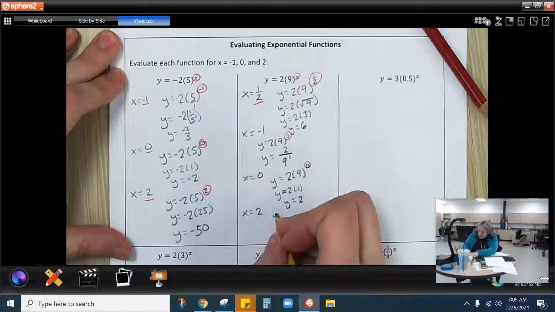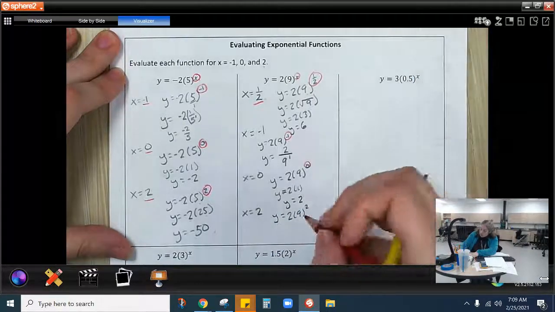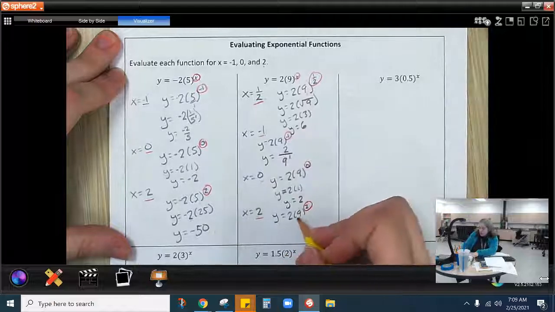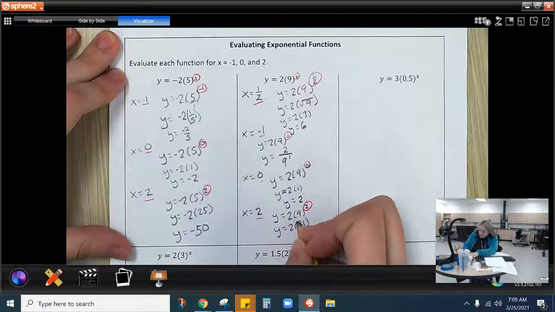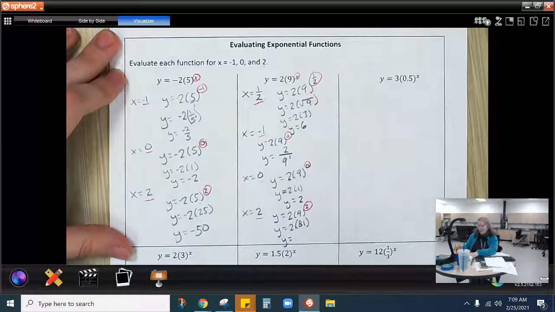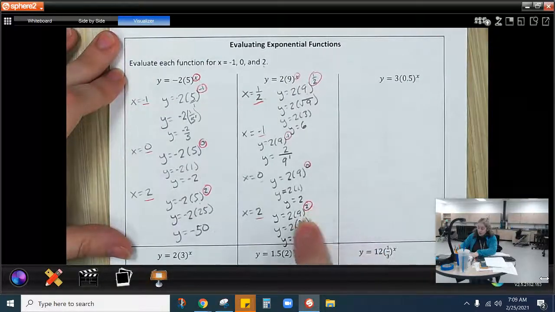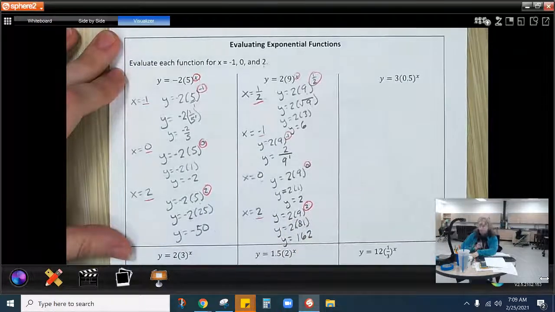And then x equals 2 here, so y equals 2 times 9 to the 2 in this case. Well, 9 squared is 81. And then 2 times 81. Okay, you might need a calculator for that, but I don't think so. Because you can do 2 times 8, which is 16. And you know that 2 times 1 is 2. So this would be 162.